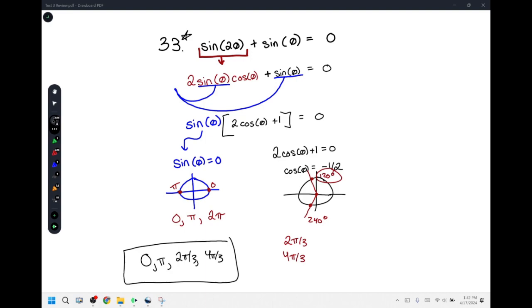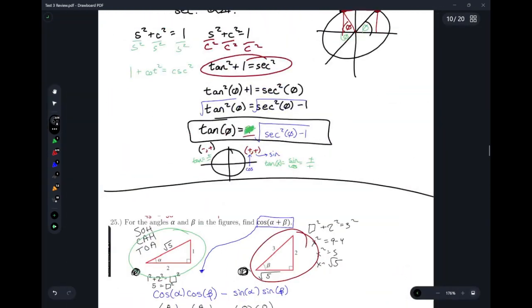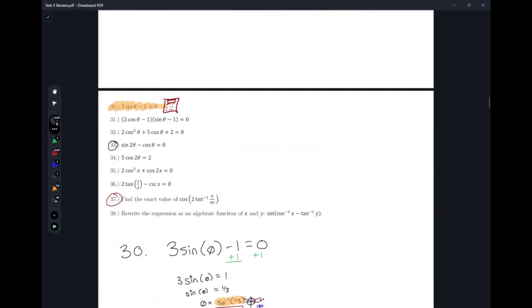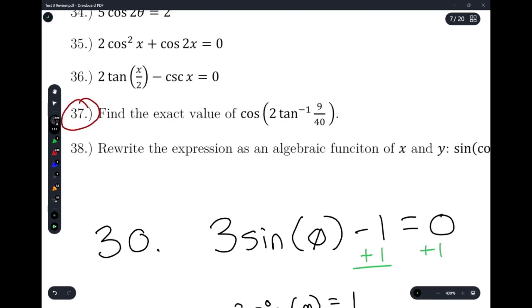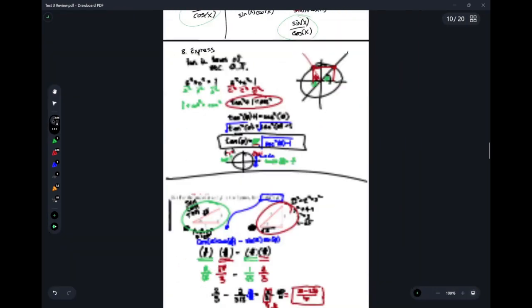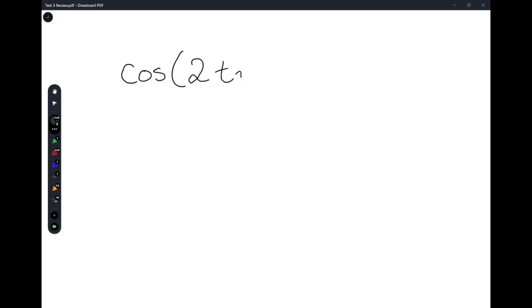We should do one more. 37. Is that the tangent with the 2 in it? Yeah? No, this is a really good problem. It's really fun. You're not going to like it, but it's also circled, so that's good. Okay, cosine, 2 tangent. Read it to me, please, and we're going to go slow. Find the exact value of cosine parentheses 2 tan inverse of 9 over 14.